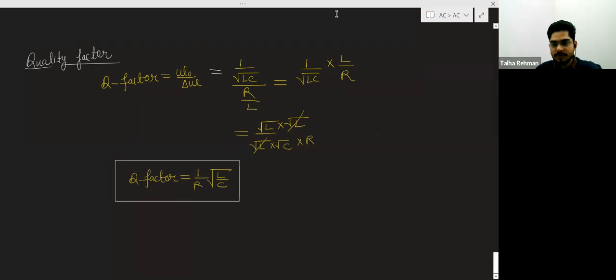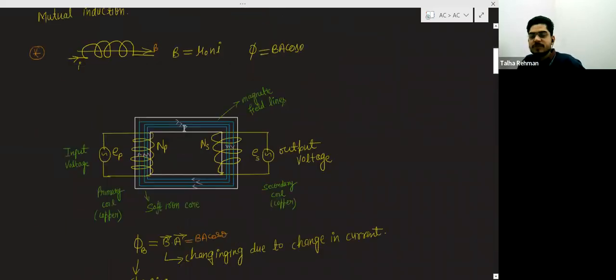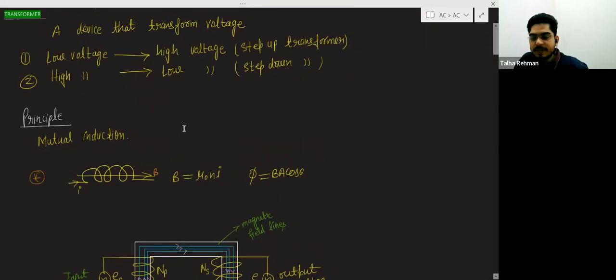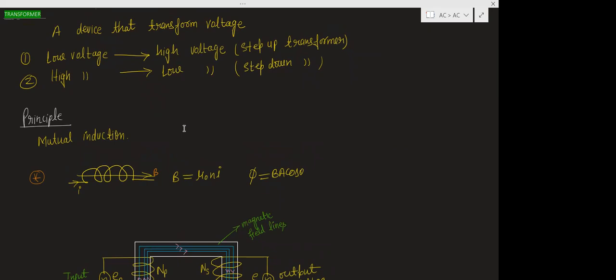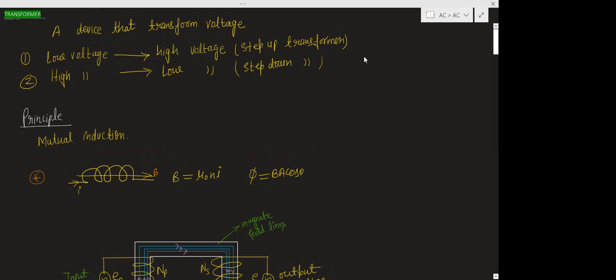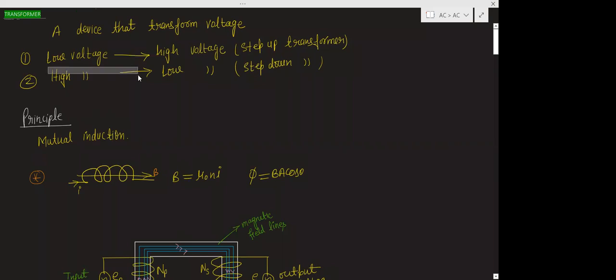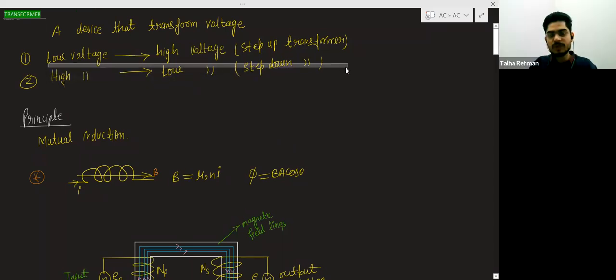Okay, so the next topic is the transformer. Basically, two types of transformers are there. First, you should know what a transformer is. A transformer is a device that transforms the voltage. Transforming the voltage means converting low voltage to high voltage and high voltage to low voltage. A transformer that transforms low voltage to high voltage is known as a step up transformer. From high to low is a step down transformer.